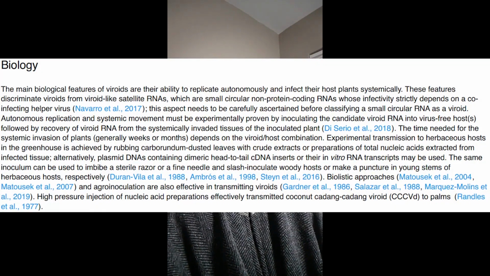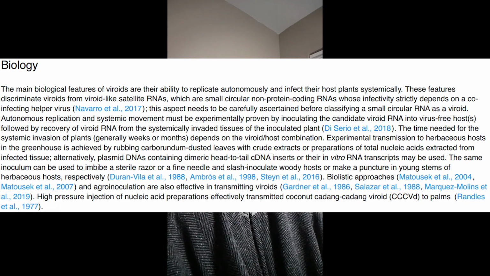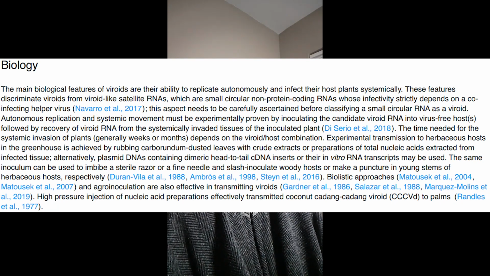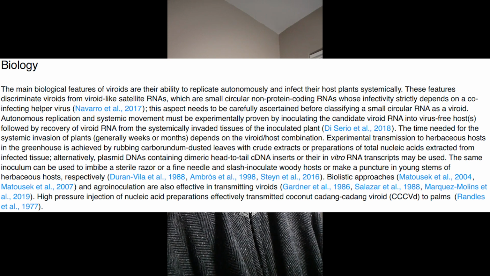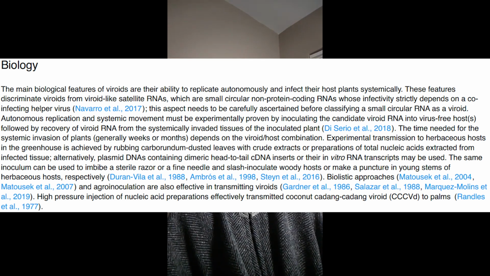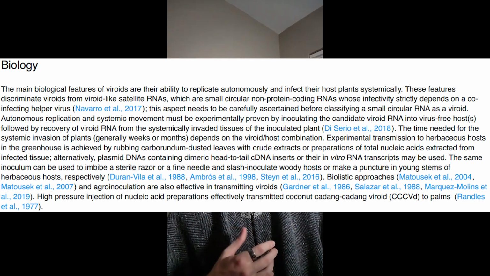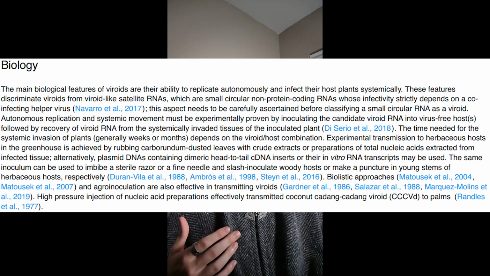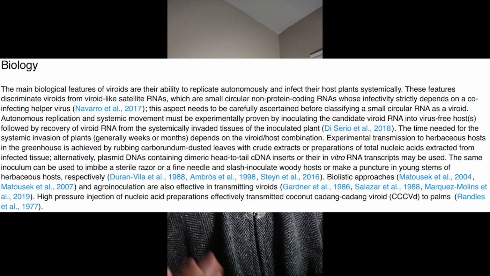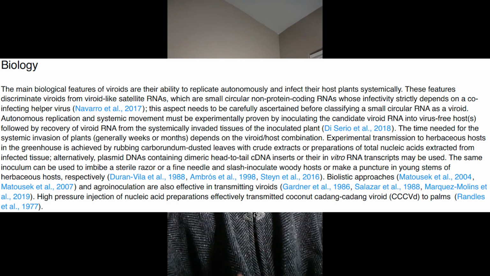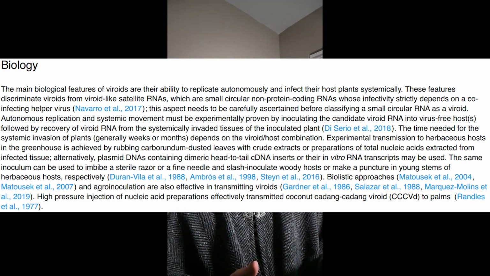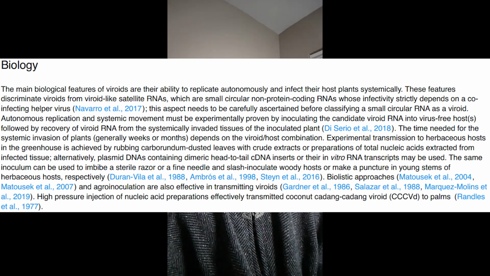Under the biology heading, they say, the main biological features of viroids are their ability to replicate autonomously and infect their host plants systemically. So they are a systemic pathogen. They are not, I'm blanking, but like an epiphyte. They are an endophyte. They are able to move through the plant, through the cells, through the phloem.